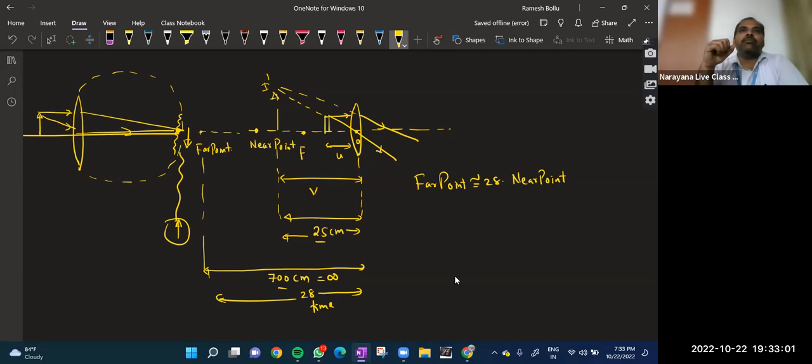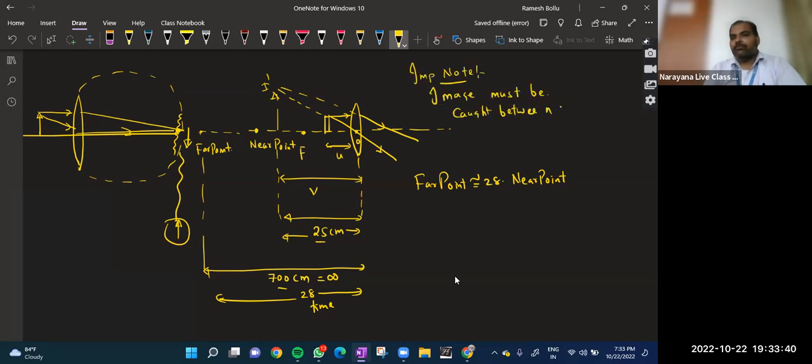That's why a classroom has some perfect dimensions. A movie theater has specific dimensions. Are you understanding? So what I am trying to say is, when you feel more comfortable and when you can catch the well-defined image, a very, very important note I am giving, students: the virtual image must be caught where? In between where and where, students? Near point and far point.